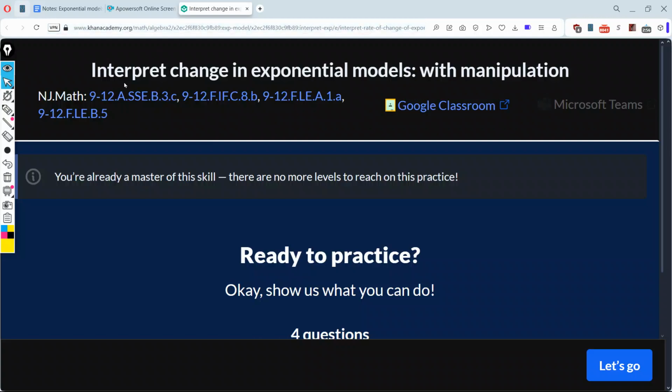This will be for the con exercise. Interpret change in exponential models with manipulation.